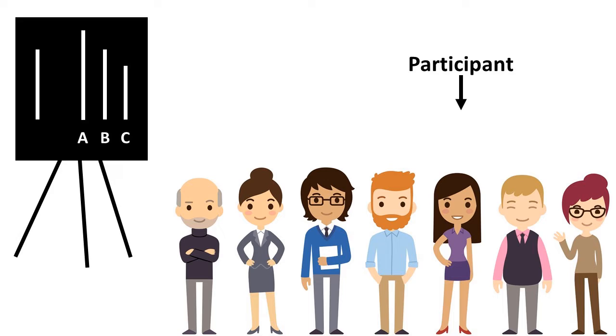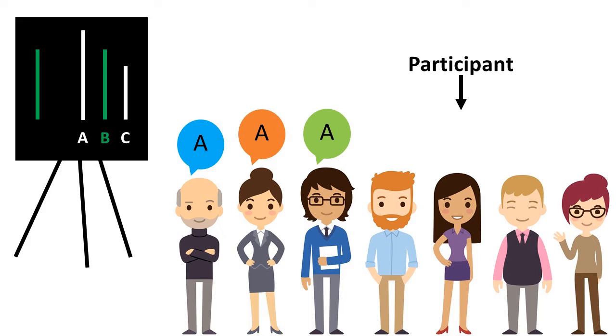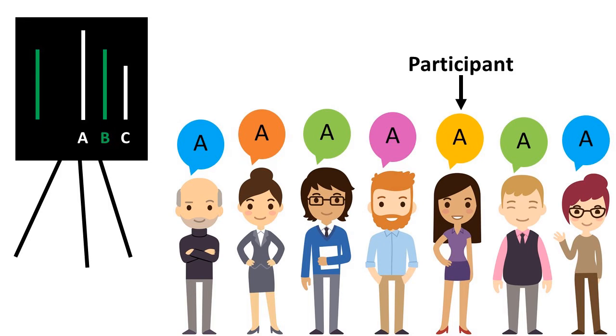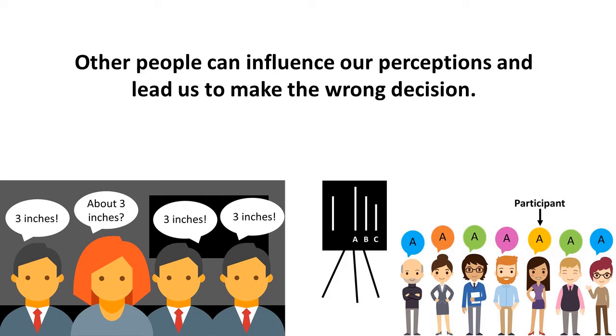Participants in a group indicated which line, A, B, or C, matched the length of a standard line. Of course, the answer is obviously B. But when other group members, who actually worked for the researcher, gave wrong answers, participants conformed 37% of the time. Why? To fit in with the group. Both studies demonstrate that the presence of other people can influence our perceptions and lead us to make the wrong decision. Managers need to be aware of the pressure to conform so they can combat it.